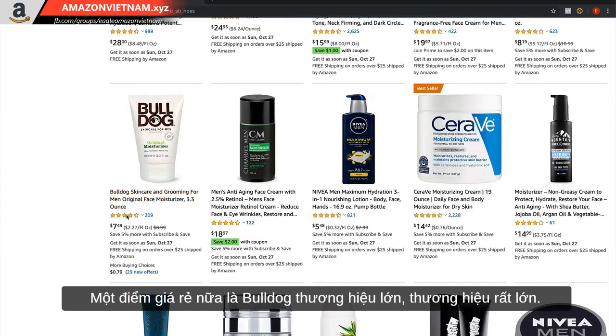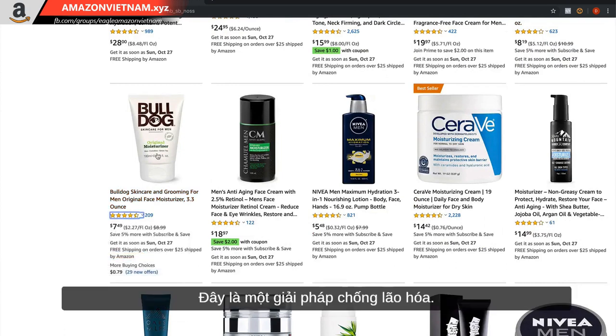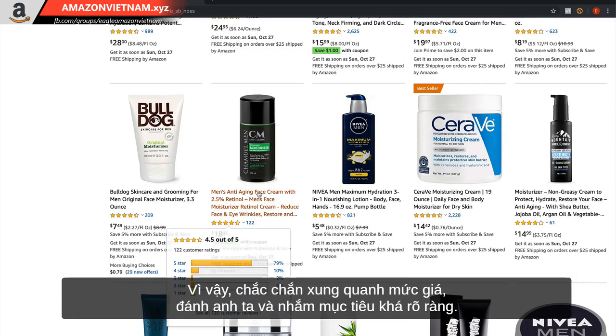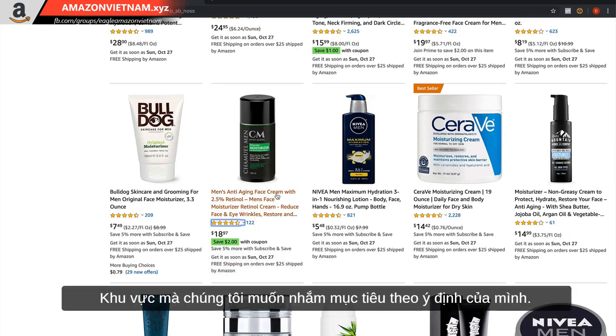Another cheap price point, Bulldog, very big brand, very large brand. This one isn't an anti-aging solution again, it's just a general moisturizer. $18.97, so definitely around the price point I want to be hitting, and quite clearly targeting the area that we want to be targeting with our intent.